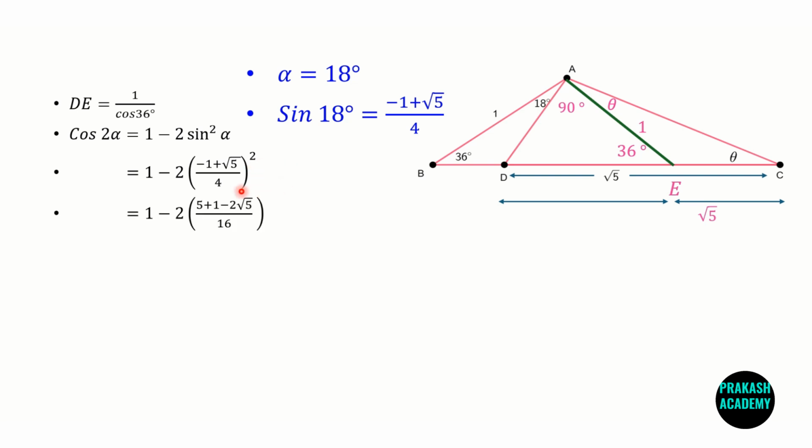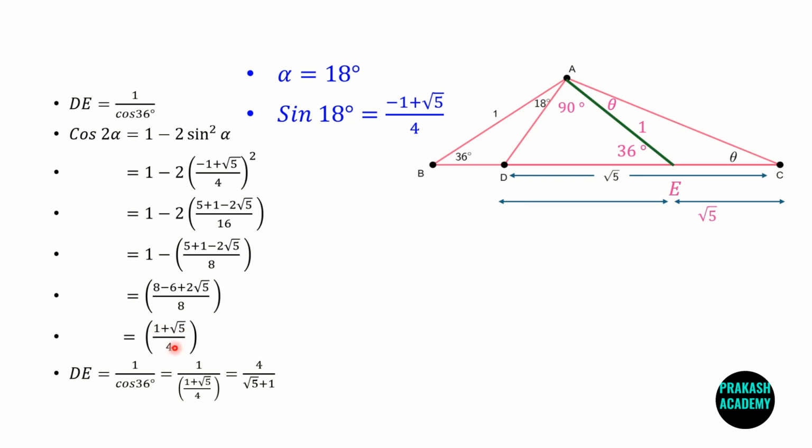Now if you expand this, it is a minus b whole square, that is a square plus b square minus 2ab. So a square, b square, and minus 2ab, and in the denominator 4 square is 16. If you cancel 2, this will be 5 plus 1 minus 2 root 5 divided by 8. If you take the LCM, this will be 8 minus 6, since 5 plus 1 is 6, minus minus plus, that is plus 2 root 5. So this is 2 plus 2 root 5. If you cancel 2, this will be 1 plus root 5 divided by 4.